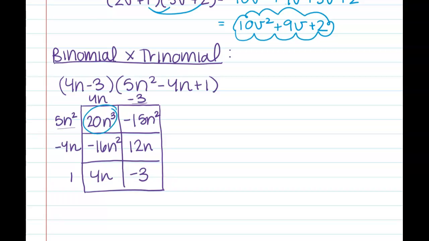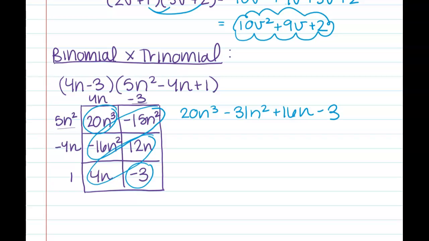So we have 20n cubed. Negative 15 plus negative 16, or negative 15 minus 16, is negative 31n squared. 12n plus 4n is 16n. And then minus 3. There's our answer.